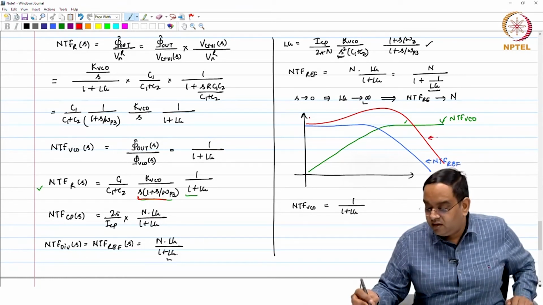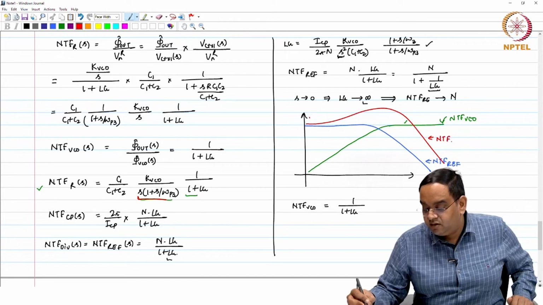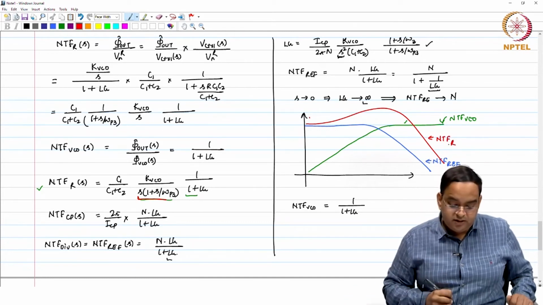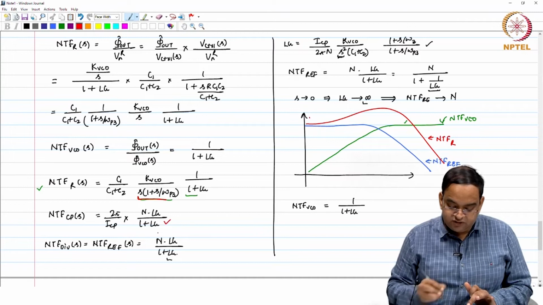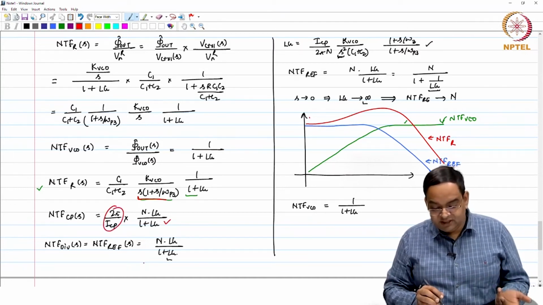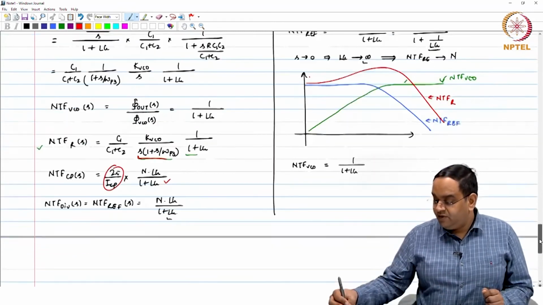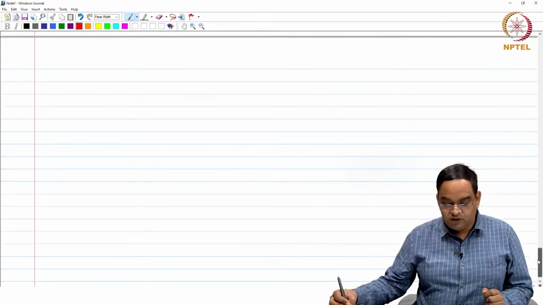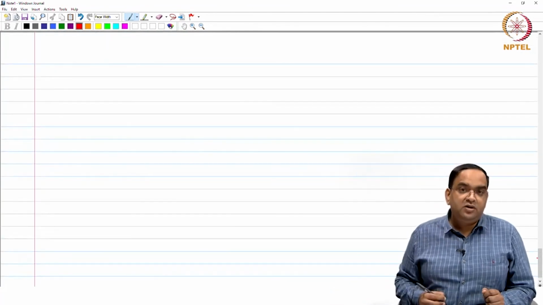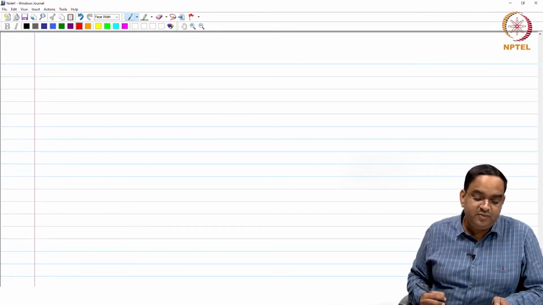So, this may be NTF of R, and then NTF of charge pump is only a gain factor here. NTF of divider and reference are the same, and NTF of PFD is only a gain factor. Okay. So, let me plot all these transfer functions for one particular example, after choosing certain numbers, and show it to you.